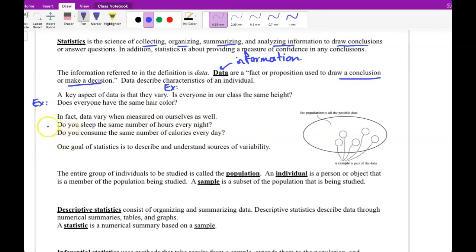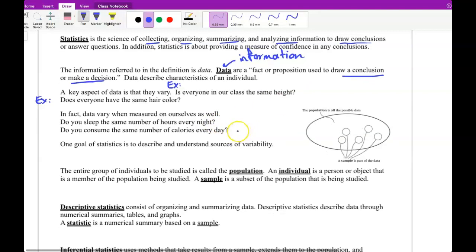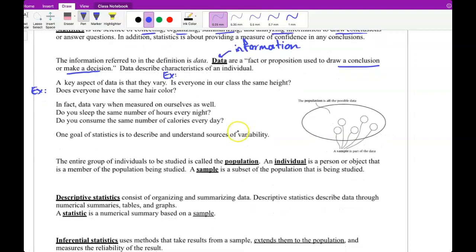Here we have another example, again, different questions. We have, do you sleep the same number of hours every night? And what is the answer for that part? Do you consume the same number of calories every day? So we're going to collect all this information, and then draw a conclusion for that, or make a decision.